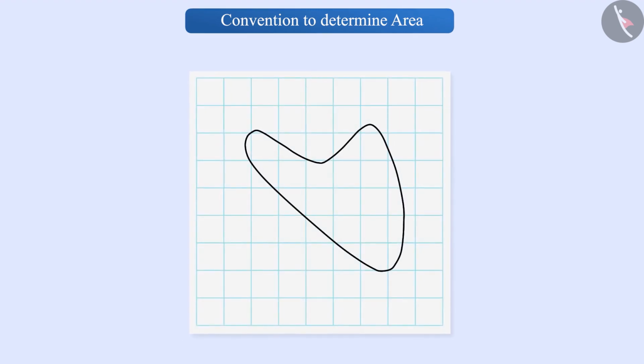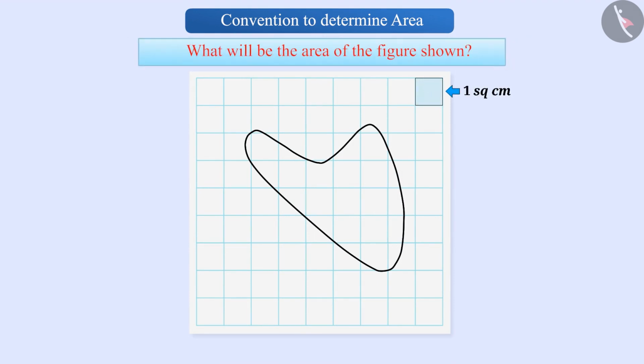Now look at this picture. If the area of each square on the square paper shown here is 1 square centimeter, what will be the area of the given shape? Find out for yourself and discuss it with your teacher to find out whether your answer is right or wrong.